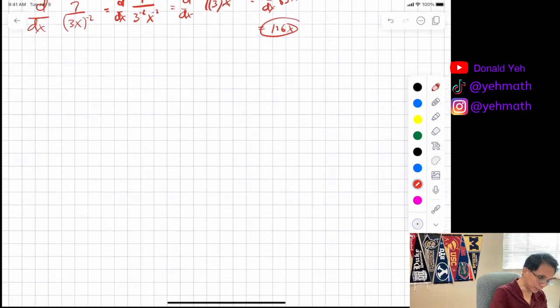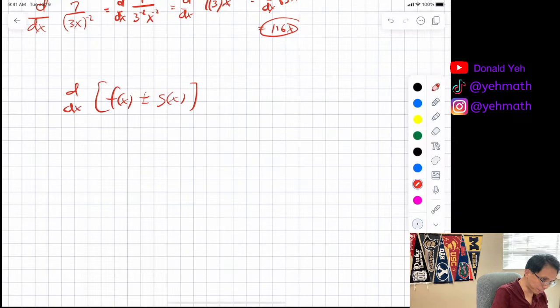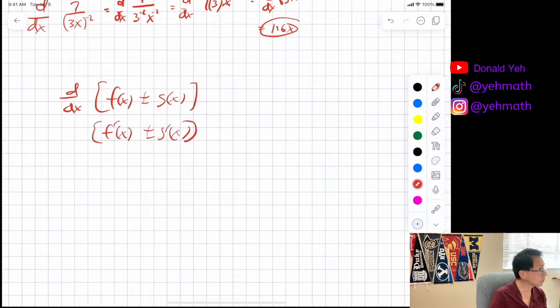How do I take a derivative of f of x plus or minus g of x? If I take a derivative of this, basically it's just f prime of x plus or minus g prime of x. Is that okay? It's kind of like distributing: take a derivative of f of x plus or minus a derivative of g of x.